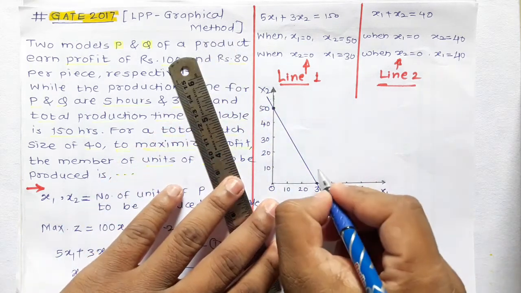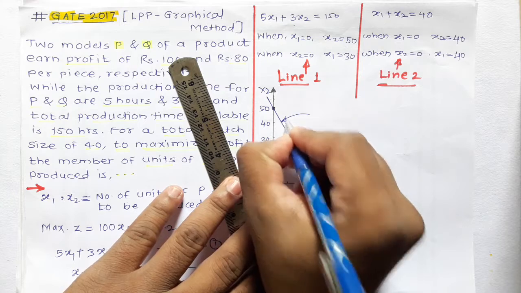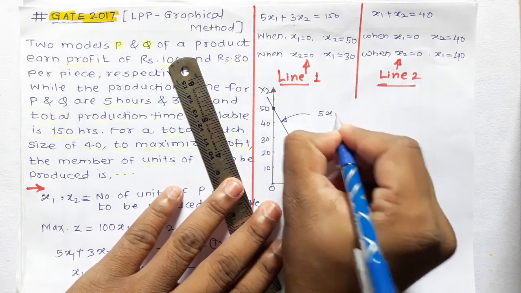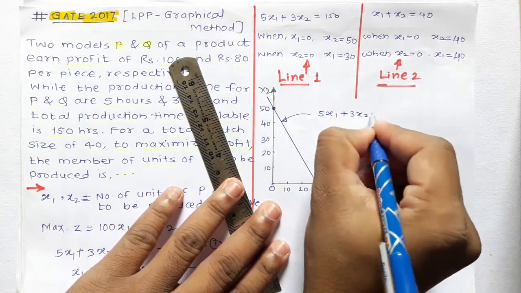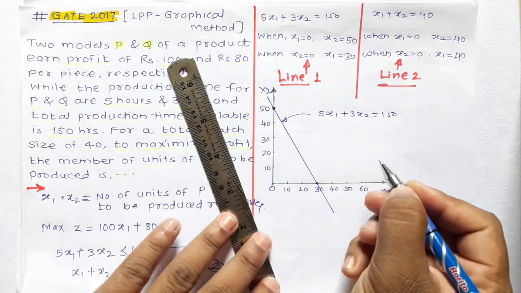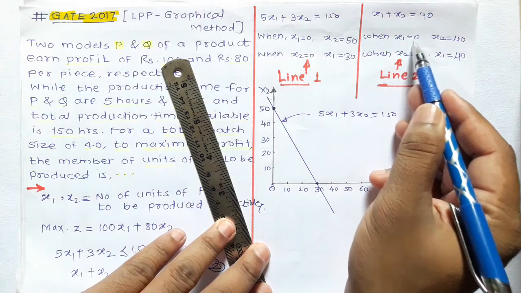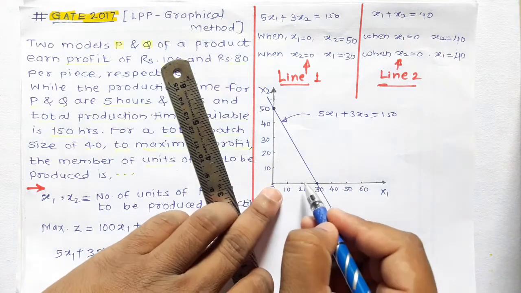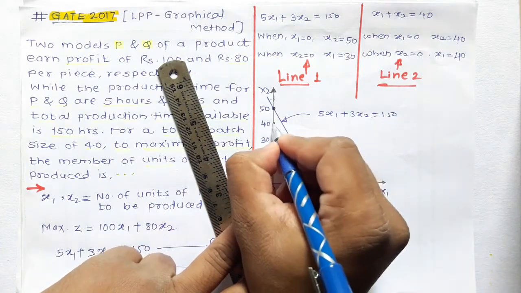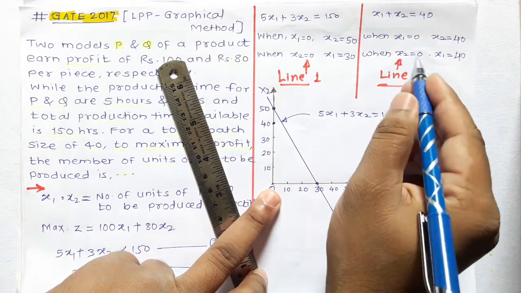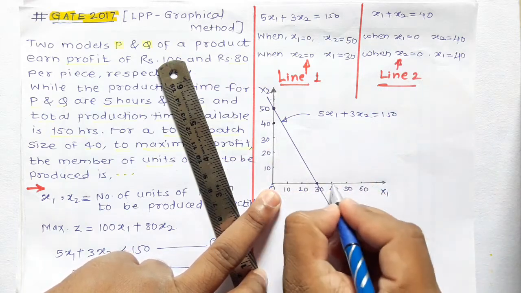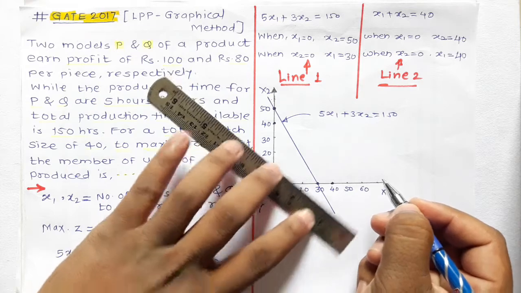Now this line represents the equation 5x1 plus 3x2 is equal to 150. Now let us draw the second line with these coordinates. When x1 is equal to 0, x2 is equal to 40, and when x2 is equal to 0, x1 is equal to 40. So with these coordinates, let us draw this line.